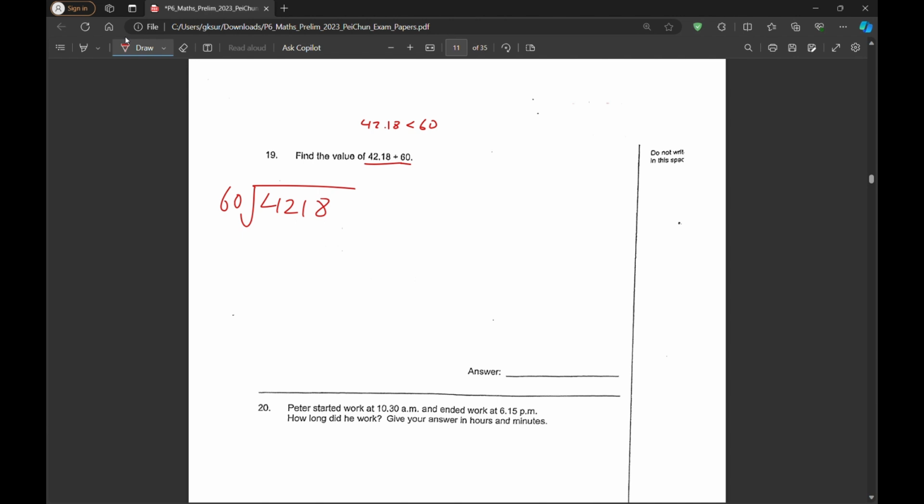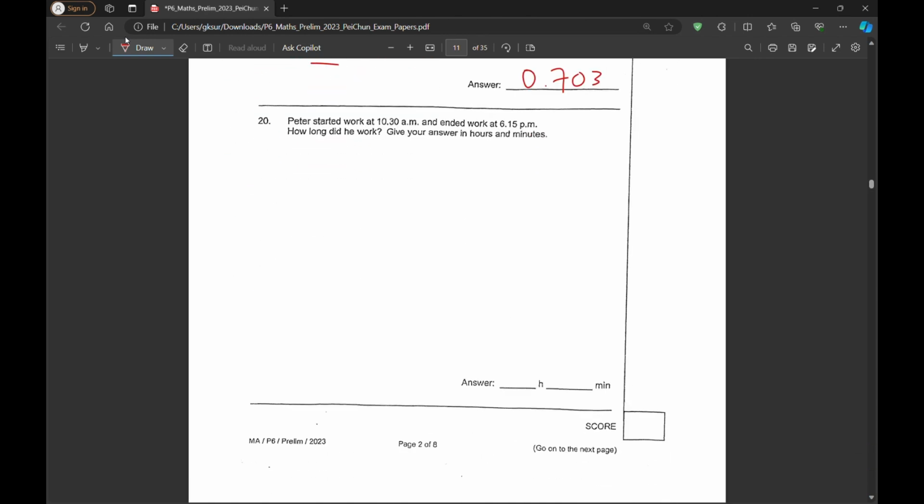So, because we've removed the decimal place, let's add the decimal place on top over here, and 70, because 70 times 60 is 4200, and you get 18 over here. Just as we've done before, add a 0 here just to make the division possible. Multiply by 3 and you'll get 0.703 as your final answer.